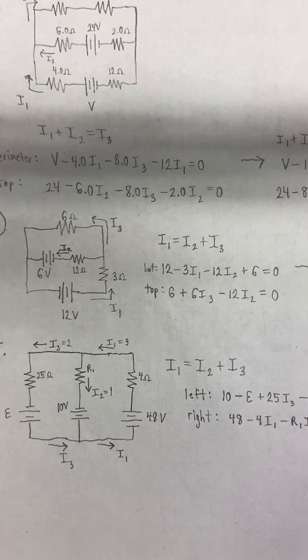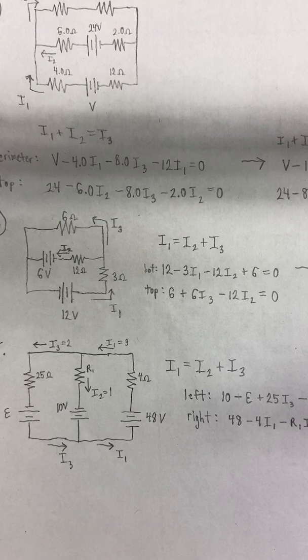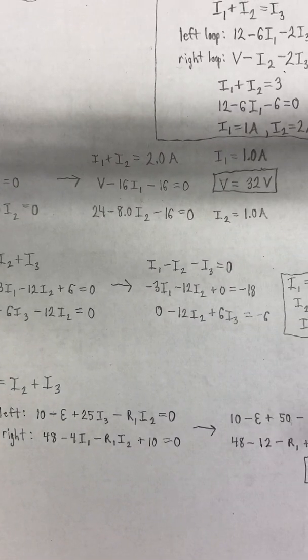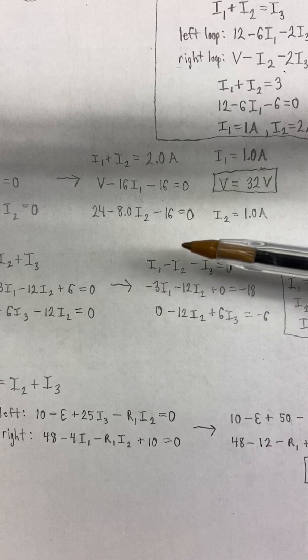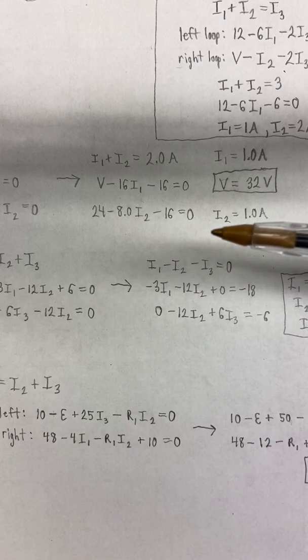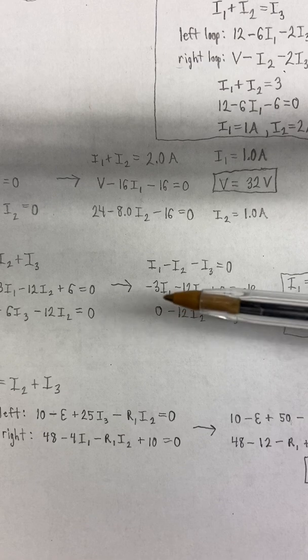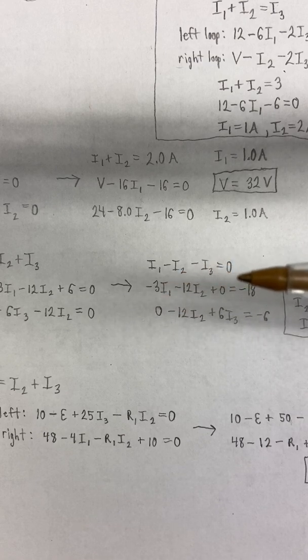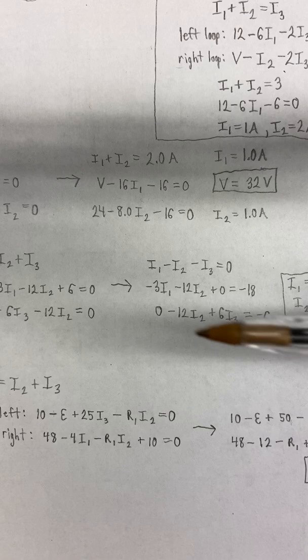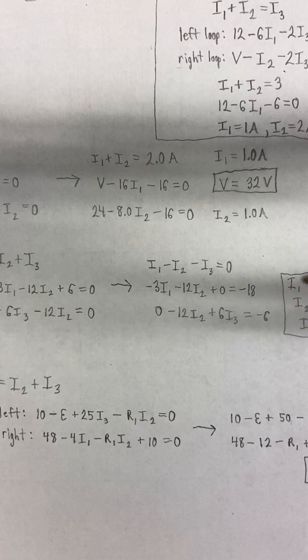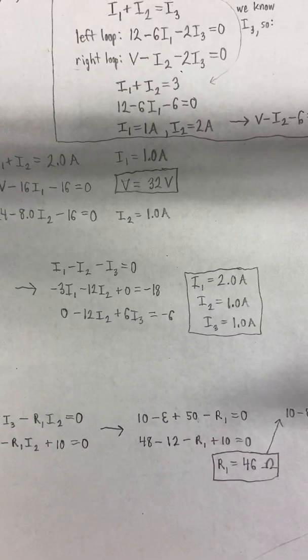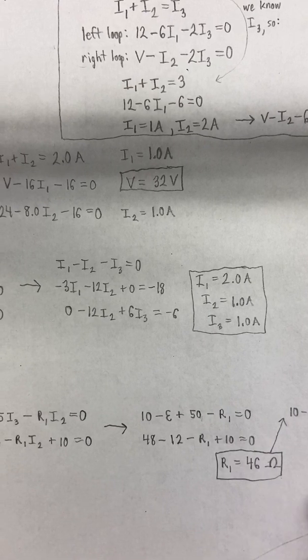We use the same method as in previous problems, and we come up with our bottom loop equation and our top loop equation. And then we can get a matrix. So this matrix would be 1, negative 1, negative 1, 0. This one would be negative 3, negative 2, 0, negative 18, 0, negative 12, 6, negative 6. And finally, if we do the Gaussian elimination on that, we find I1 equals 2.0 amps, I2 equals 1.0 amps, and I3 equals 1.0 amps.